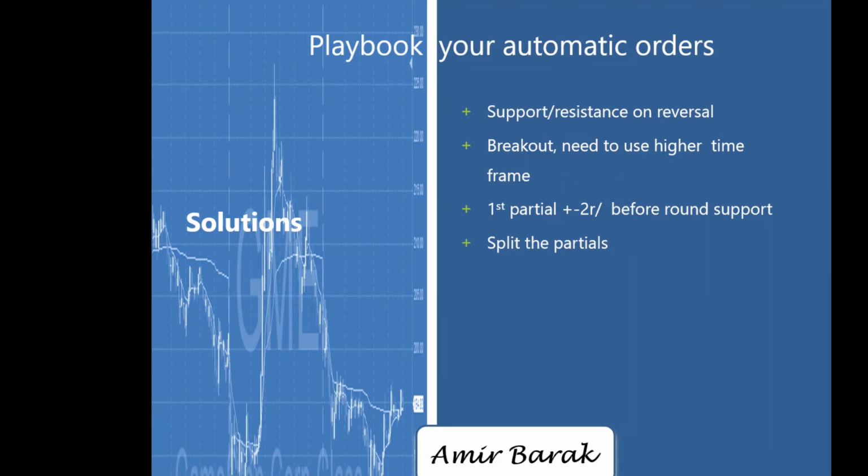And of course, you have to split because you're going to see sometimes when you're remote, the trade works better. So you can actually put different orders: first partial and the stop, and the second partial and the stop.